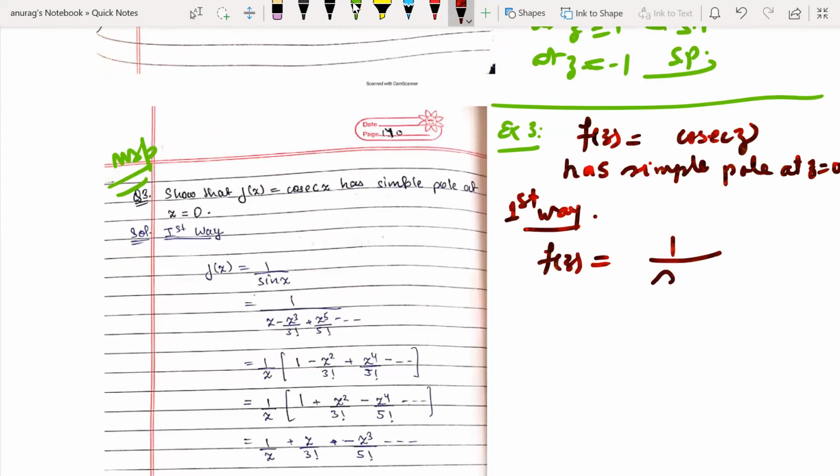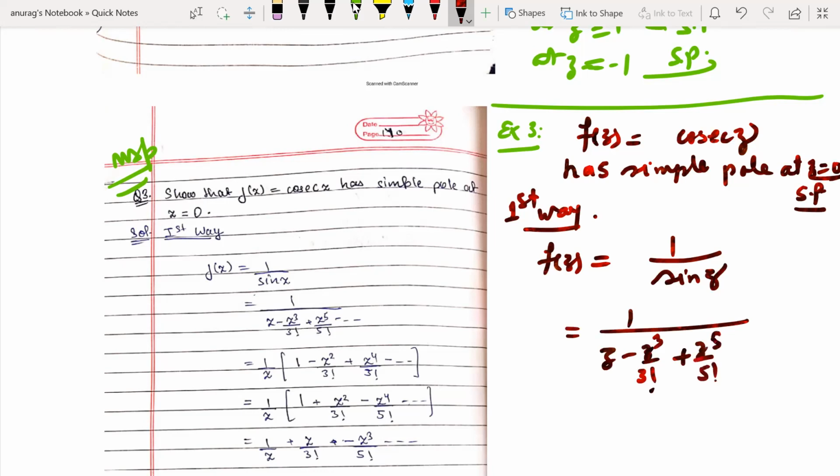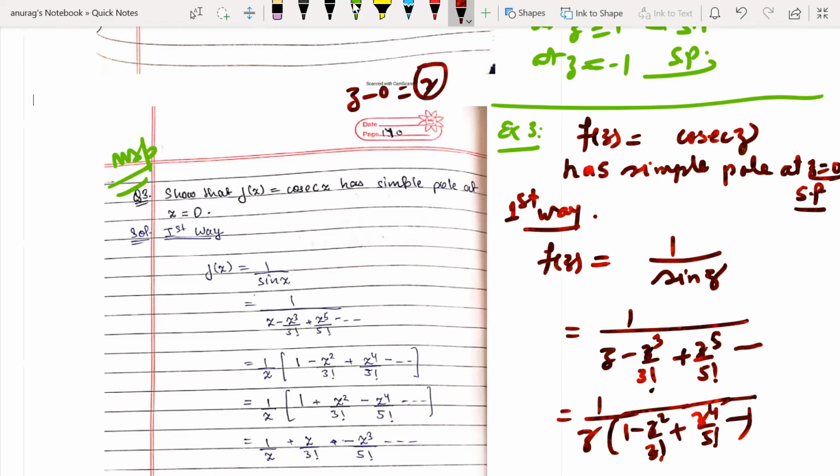Cosec z can be written as 1 over sin z, and at z equal to 0, the function is not defined. Therefore, z equal to 0 is a singular point because at this point the function is not defined. Now, if you write sin z like this, z minus z cube by factorial 3 plus z to the power 5 by factorial 5 and so on, you can take 1 upon z outside, then 1 minus z square by factorial 3 plus z to the power 4 by factorial 5. Here you can make a factor of z, because about z equal to 0 you want a z factor. So there is no problem.